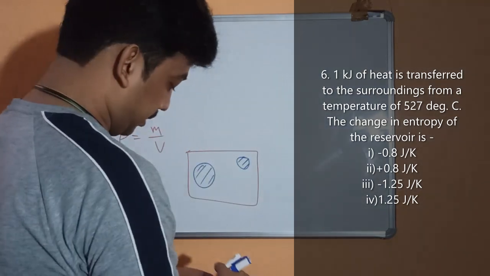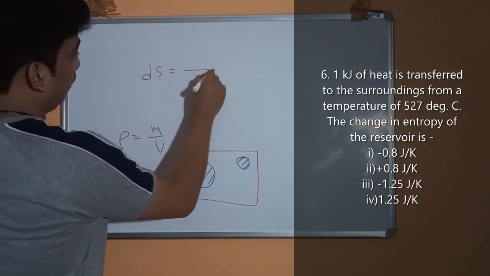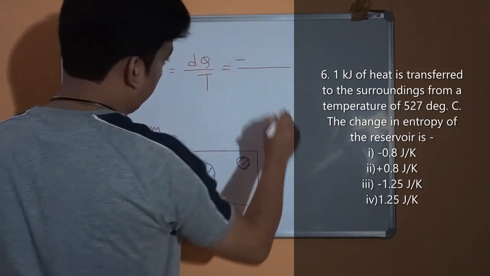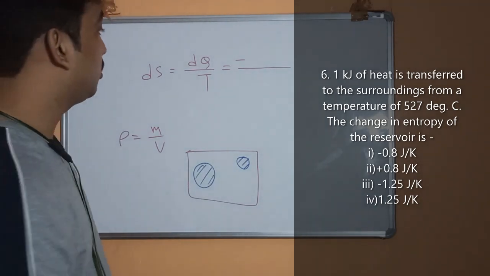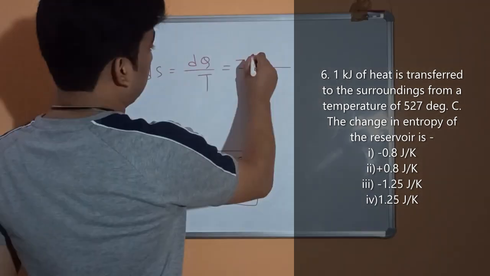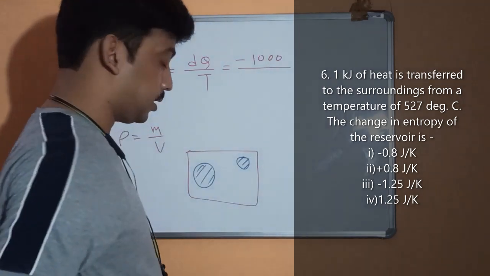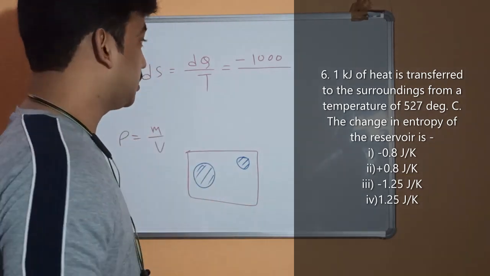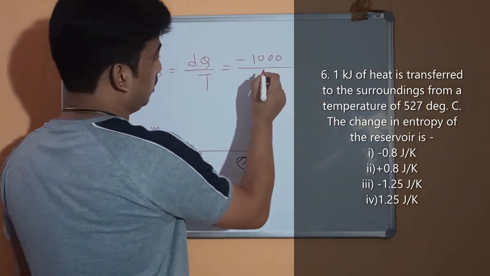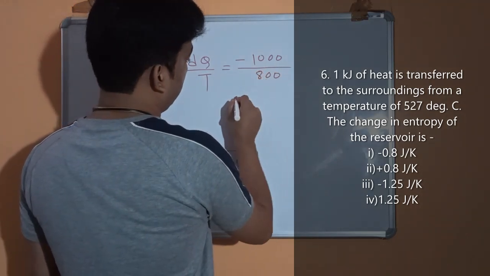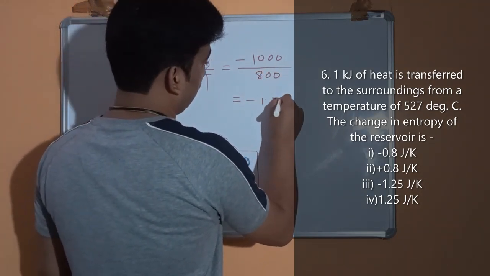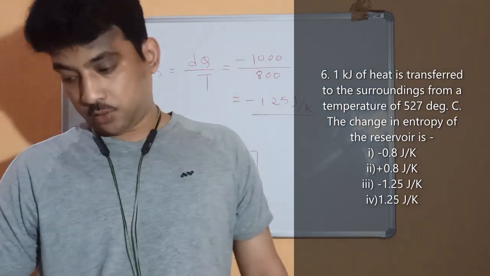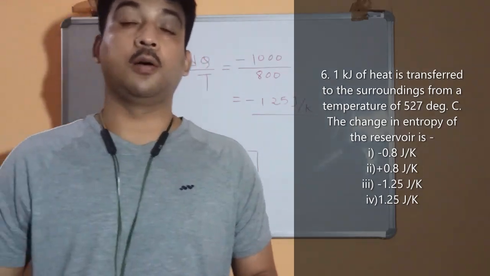Change in entropy, dS, is given by dq by T, and since here heat is going out, it will be minus. How much is the value? Minus 1 kilojoule, or 1000 joule, since the unit in the answers is joule, so we take 1000 divided by 527, that will be in Kelvin scale. 527 plus 273 will be equal to 800. So minus 1.25 joule per Kelvin is the answer. So the third option here is the correct option.